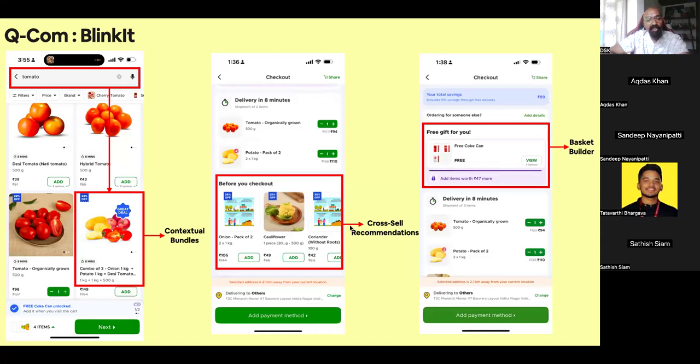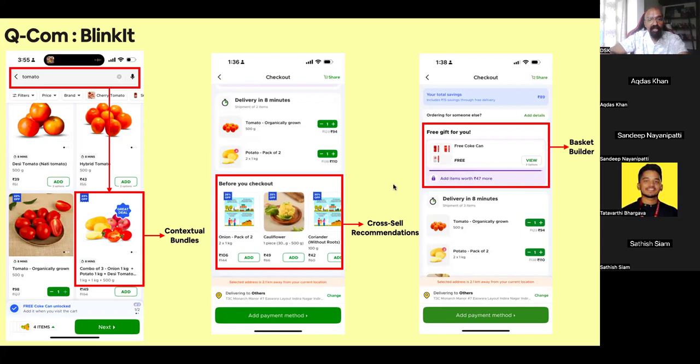Lastly, on the checkout page, every time you add an item, you also see that before you check out, there are items being suggested. And you also see the gamification of that free can of Coke or free delivery, continuing to say that, hey, in case your basket is not meeting the threshold, how about you continue adding items so that you make up for the remaining amount and get this free item. And that way we also help in reducing our costs.